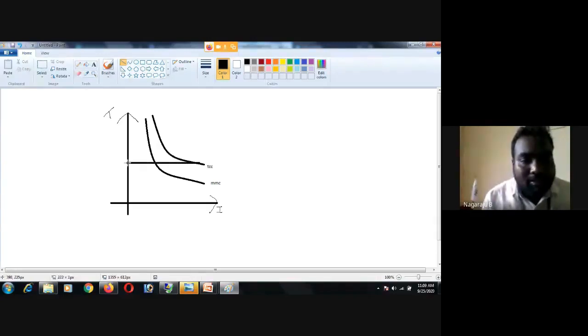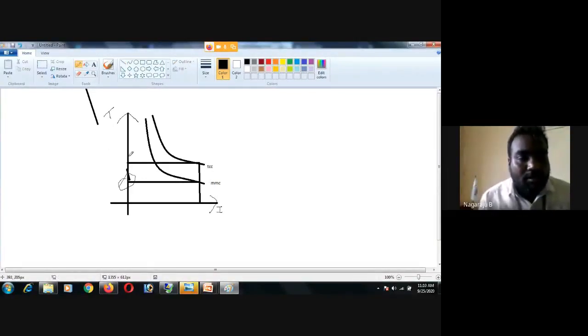Here at a particular ceiling current, for the same current, current versus minimum melting point is this. Clearing point is this. Clearing point has a higher value, melting point has a lower value. All of you remember this.